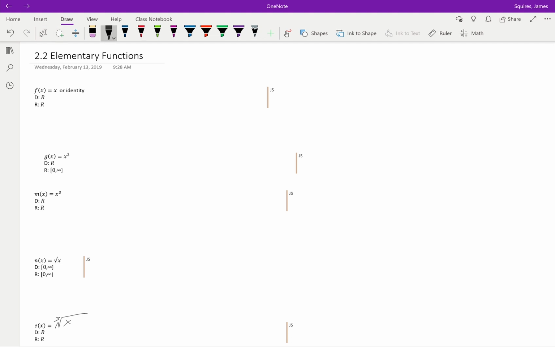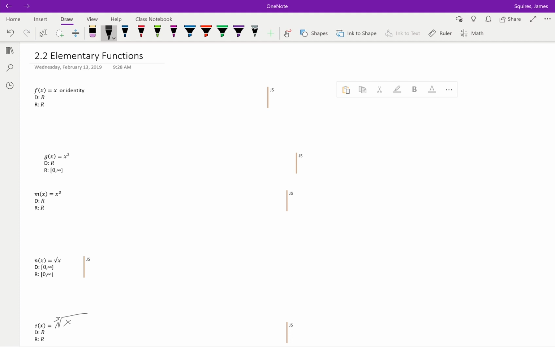Alright, today we're going to be going over elementary functions. There's going to be two main things we're going to be doing today. One is that we're going to familiarize ourselves with a few basic equations, and then we're going to try to manipulate them and learn how to manipulate them.